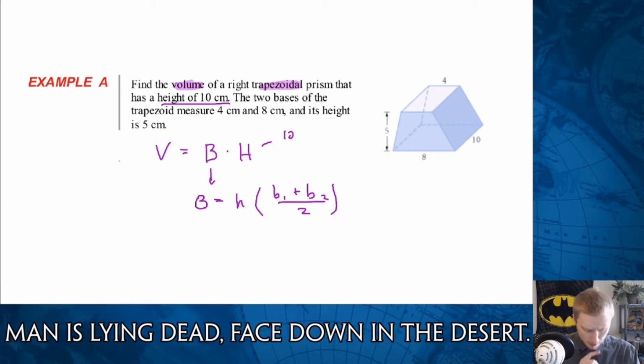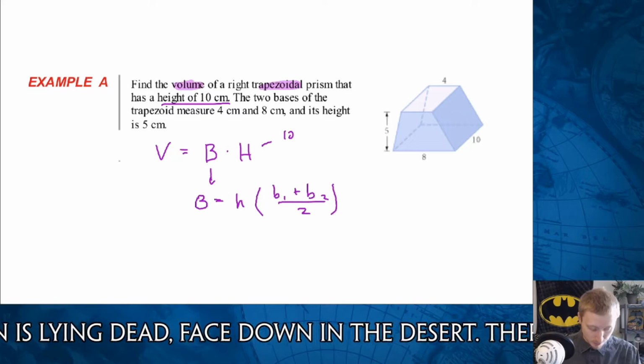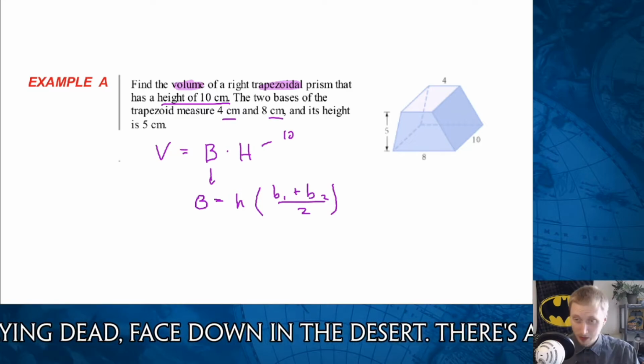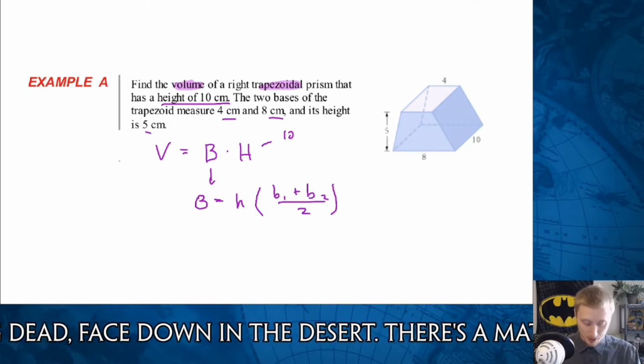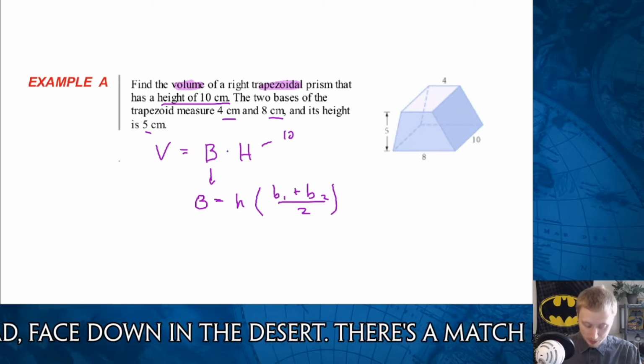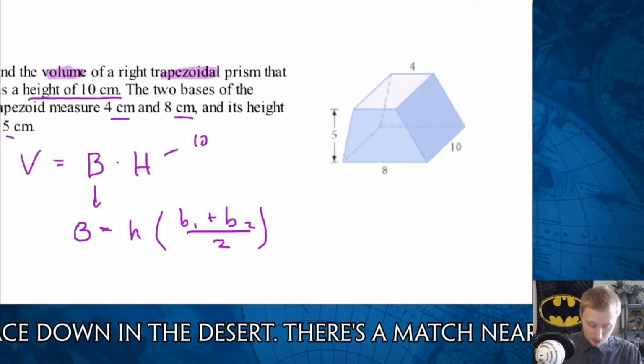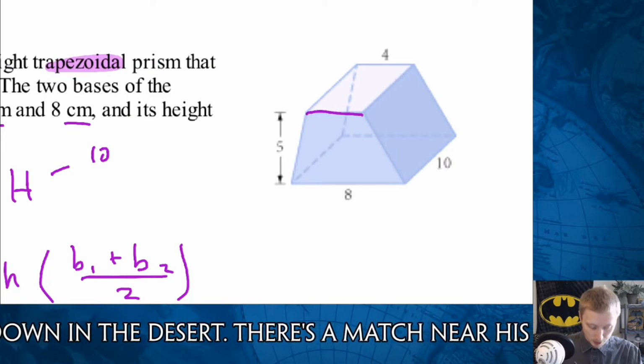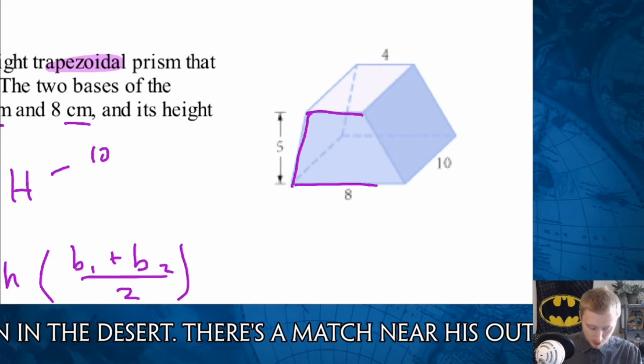So let's take a look. The two bases of the trapezoid measure 4, 8, and its height is 5. There is the picture there as well. Let me go ahead and highlight this for you. Right, here is our trapezoid that we are concentrating on.